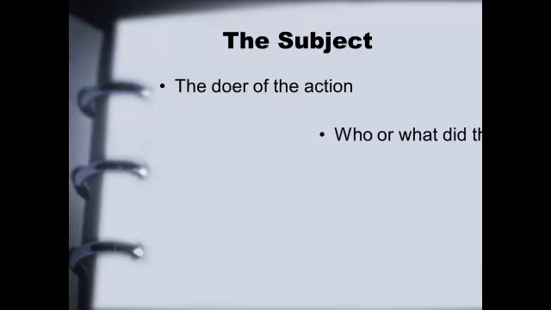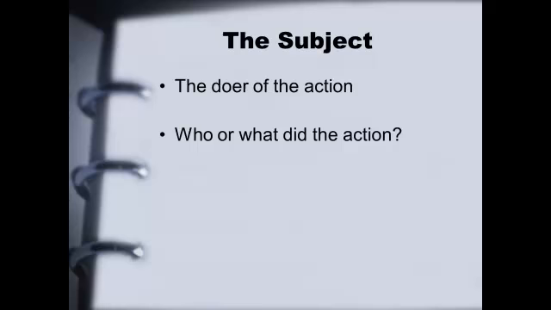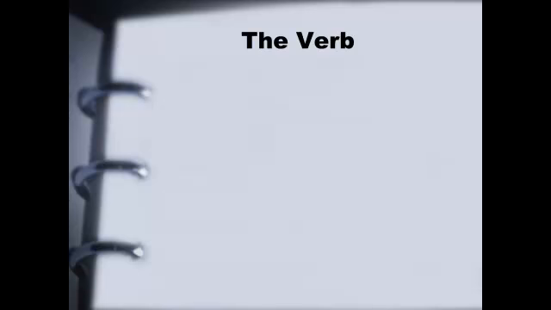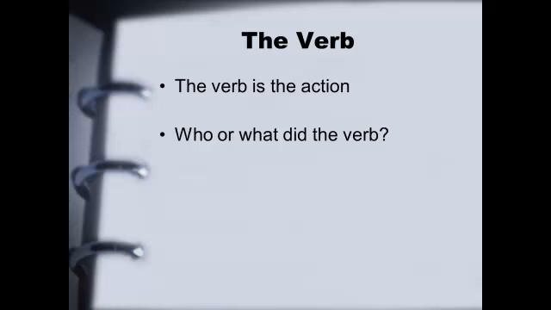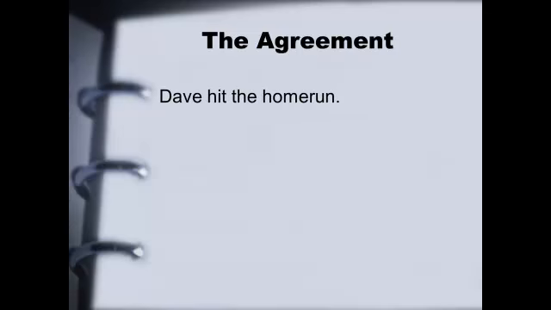So the subject of a sentence is the doer of the action. Okay, so we ask ourselves who or what did the action, and that'll tell us what the subject of a sentence is. The verb, of course, is the action. It's the word that contains the action of the sentence. So we ask ourselves who or what did that verb, and that will lead us to the subject of the sentence. Let's take a look at the agreement in a sentence form.